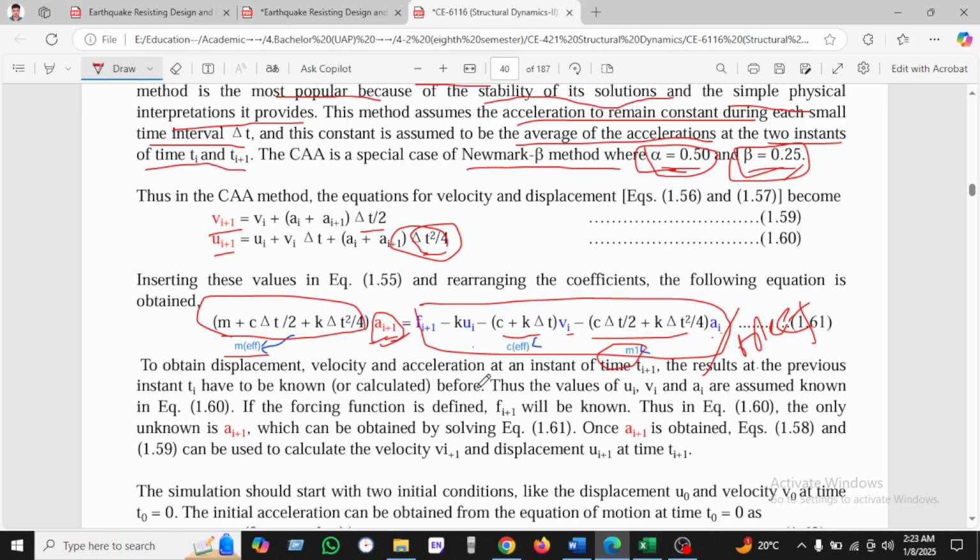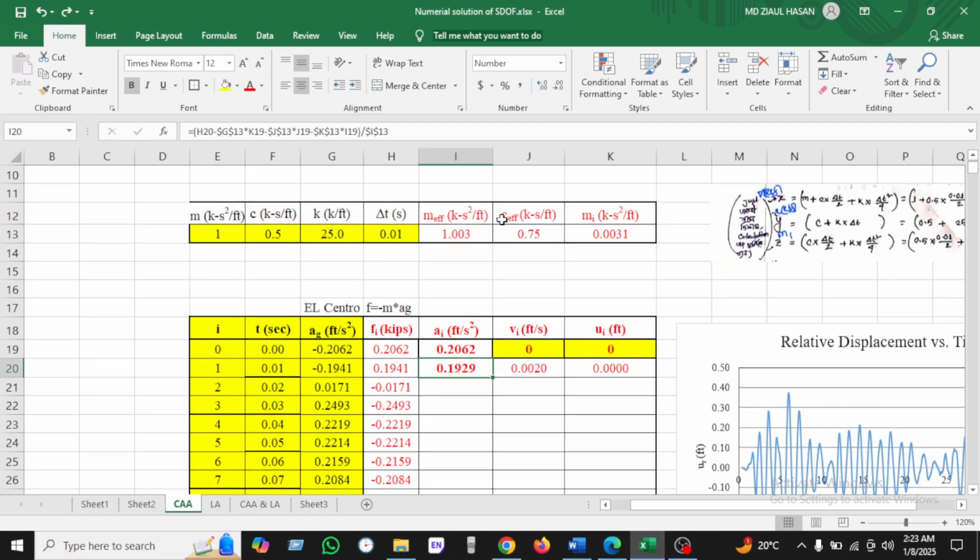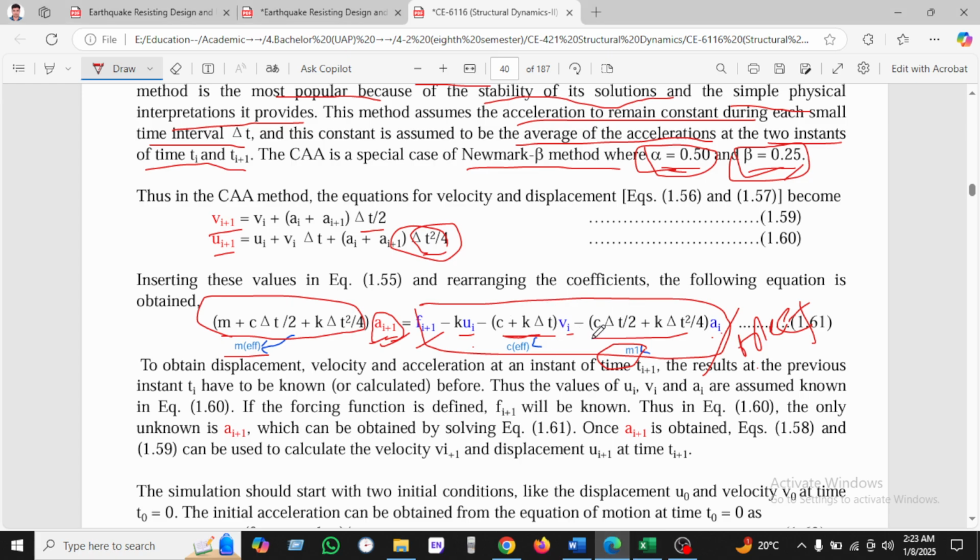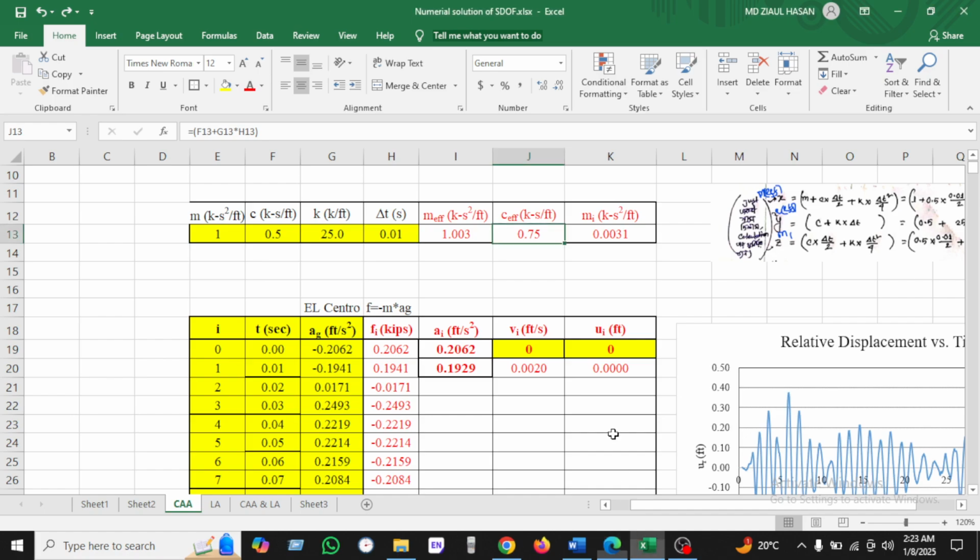This is a very important message to you, because we are finding a plus i. So F1 minus K u plus C plus K delta. C plus K delta means C effective. We have already found it here. And M1, how will we get M1? C plus delta T by 2 plus K delta T square into A1. So this is the M1, and into M1 is the previous data.